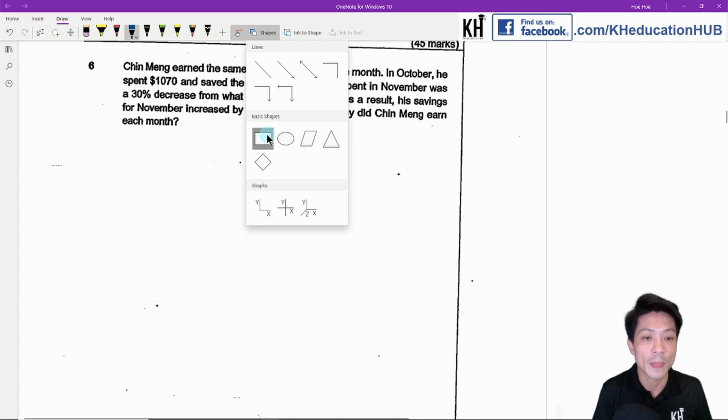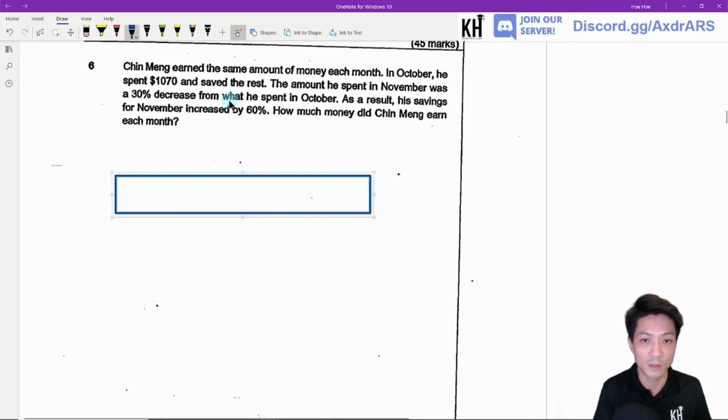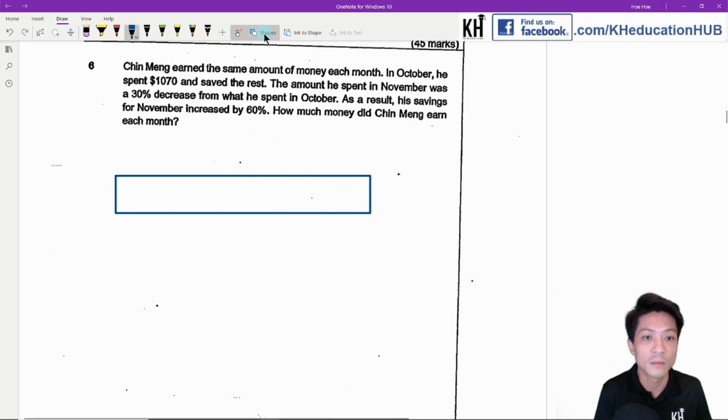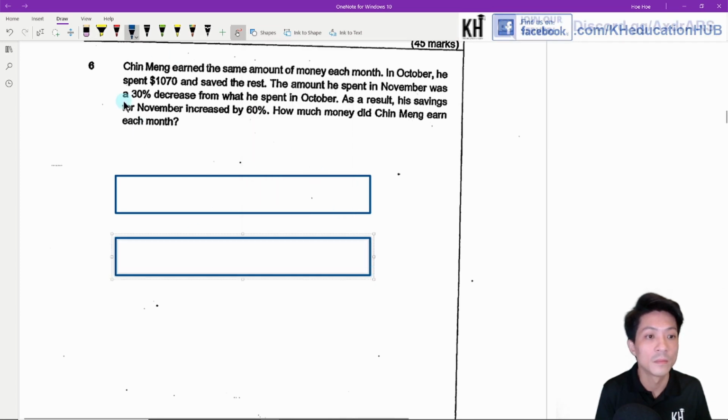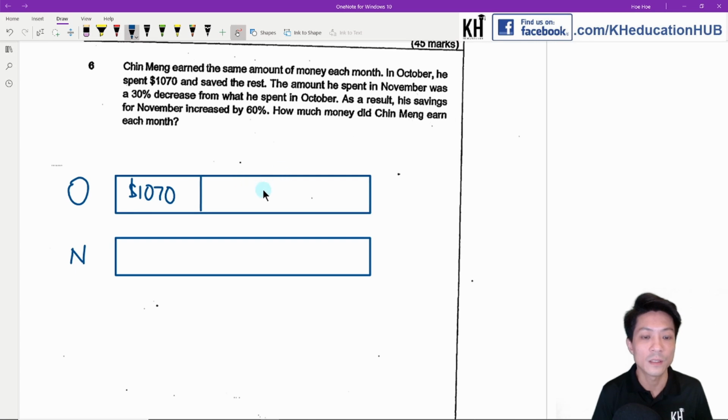Okay, I'm going to draw a model for this. This will represent the amount of money that he earned in October. Another block represents the amount of money that he earned in November. This will be October, this will be November. In October he spent, I draw a block here, 1070, and the rest is saved.